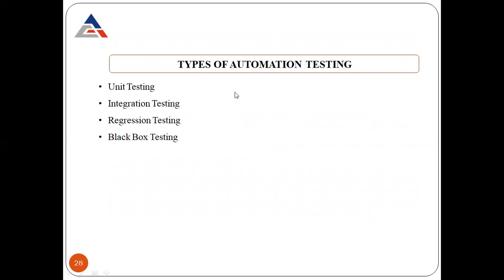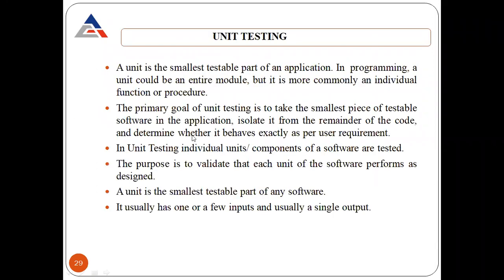The automation tool will perform unit testing, testing each and every line of code individually. Integration testing tests the functions and then integrates all the functions together. After integrating all the functions together, I will check whether it gives the correct output. Then regression testing and whitebox testing.